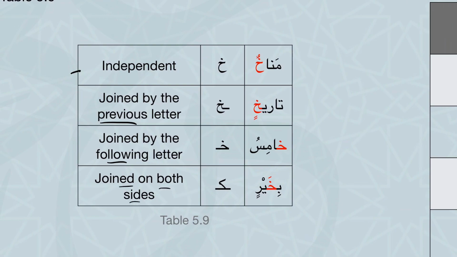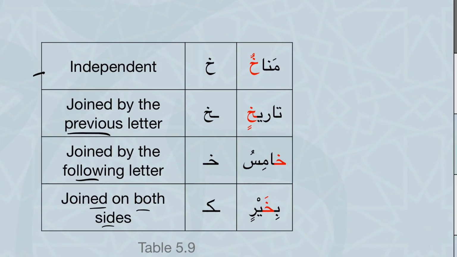So independent. How would I pronounce this? Mim fatha. Noon has nothing, but there's an alif, so it's manakhun, manakhun. Remember tanween dhamma. Honestly, I'm going to put it like this so everyone sees it. Manakhun. The joined by the previous letter, the same story with the kha.